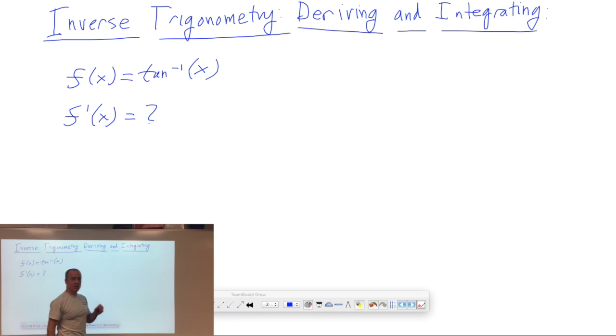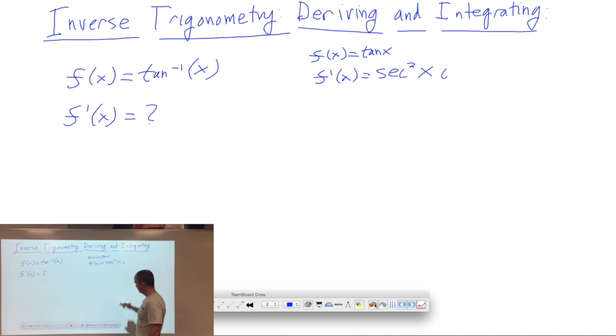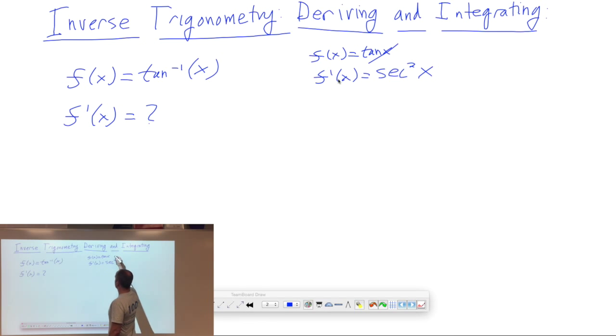First thing, don't mix it up with tangent. Don't get confused and say, oh, they're saying that f of x equals tangent x, so f prime of x equals secant squared x. No, don't say that. That's not what they're asking. The inverse tangent is different. Again, it's a brief introduction, so I'm not going to go into too much detail on it. But first step, don't mix up the inverse trig with the original.